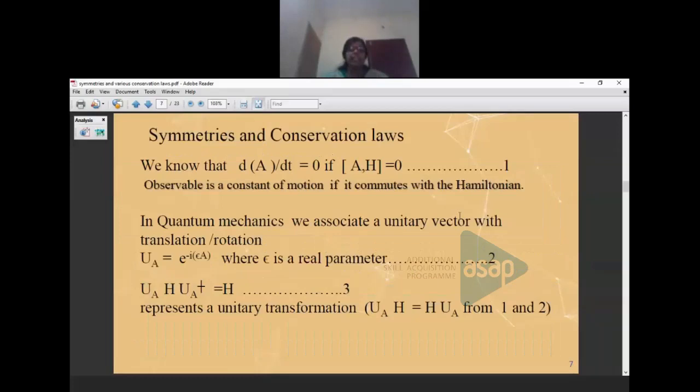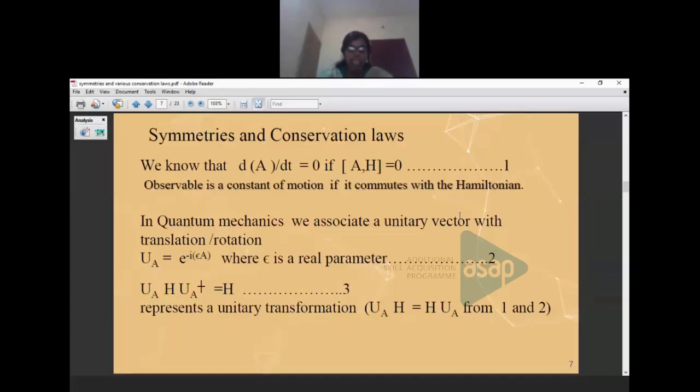So let us make a classification: there are geometrical and dynamical symmetries, there are continuous and discrete symmetries, and there is permutation symmetry. That is the main headline of our topic, symmetries and conservation. So we know that dA by dt is equal to 0 if A commutes with H. Where do we get this? This is again in quantum mechanics, Heisenberg's equation of motion. Similar expressions can also be found in Ehrenfest's theorem and Liouville's theorem in classical mechanics. So what does it say? An observable is a constant of motion if it commutes with the Hamiltonian. That is, dA by dt is equal to the commutator bracket of A and H. So if dA by dt is equal to 0, then the commutator of A and H is 0.